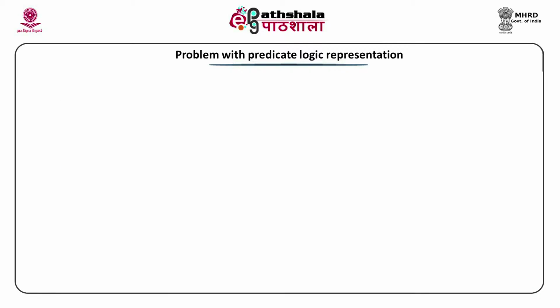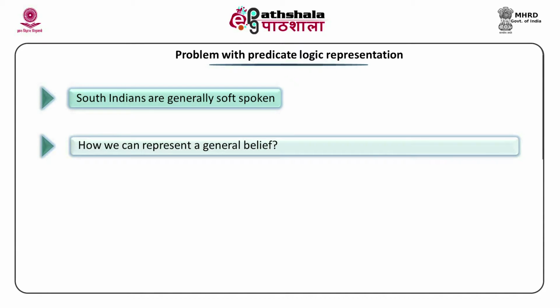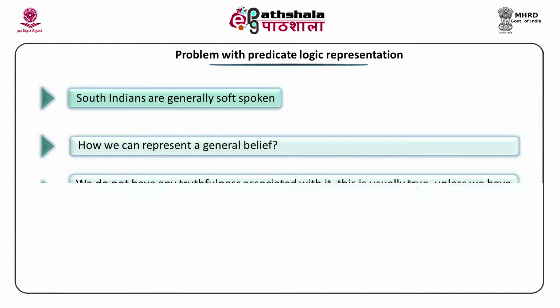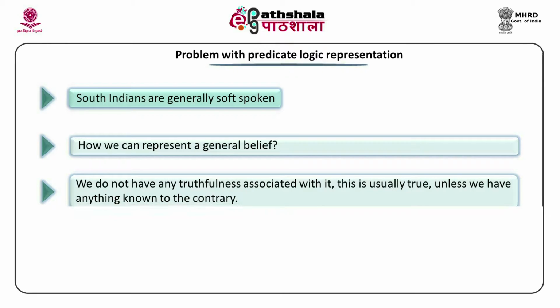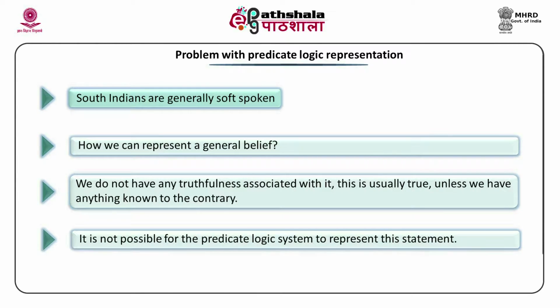The other statement: South Indians are generally soft spoken. This is one statement made by one of my colleagues and I am just keeping it here. Now, this is a general belief. Remember, in predicate logic, a statement is either true or false, but this is a statement which is generally true. When you say general belief, what does that mean? It is generally true, but it is not 100% true. You may find somebody who is a South Indian, but not soft spoken, possible. Point is, this is a statement which is not 100% true.